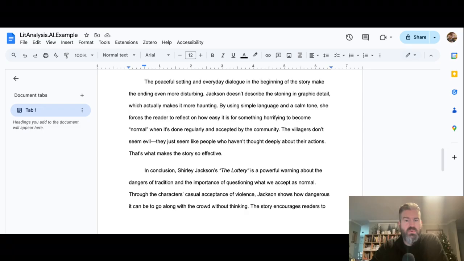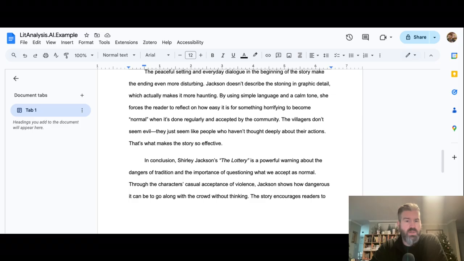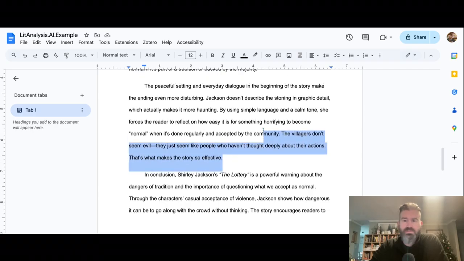By using the simple language and calm tone, she forces the reader to reflect on how easy it is for something horrifying to become normal when it's done regularly and accepted by the community. Again, how regularly is this done? The villagers don't seem evil. They just seem like people who haven't thought deeply about their actions. And again, evidence would help here.